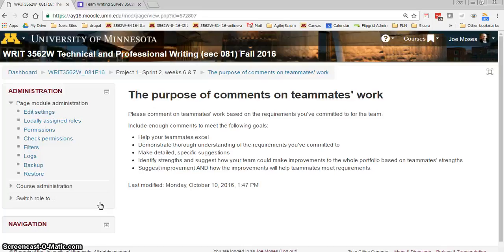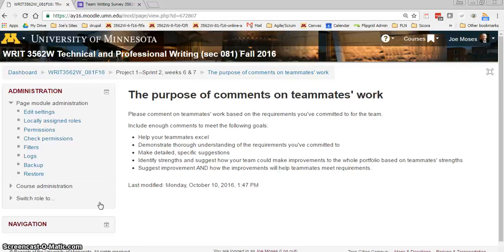Your job is to help your teammates excel. You want an excellent team portfolio, so as you reflect on your particular requirements that you've committed to, make your notes as expansive as they need to be to help your team excel. The other important part of this assignment is to demonstrate your thorough understanding of the requirements that you've committed to. So if you only write one note, that doesn't really demonstrate much understanding. However, if you write several notes on each of the documents, then you will demonstrate more understanding.